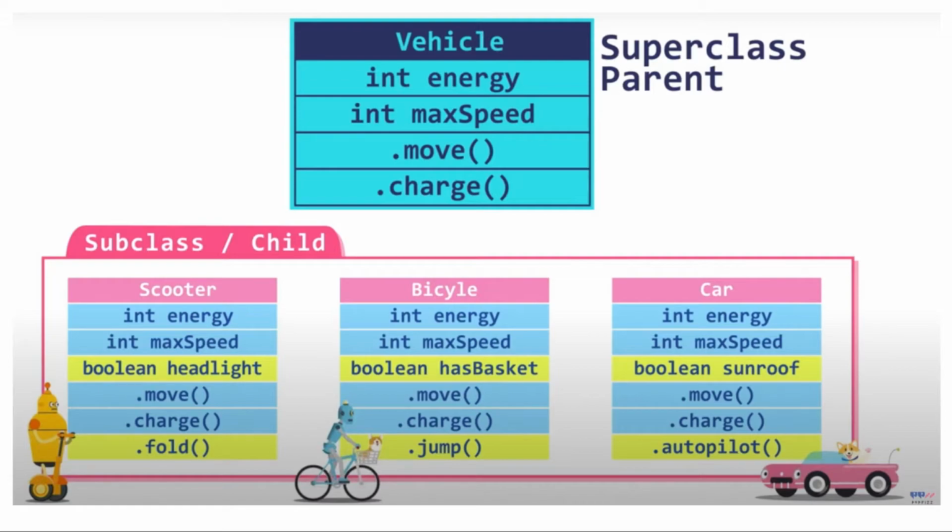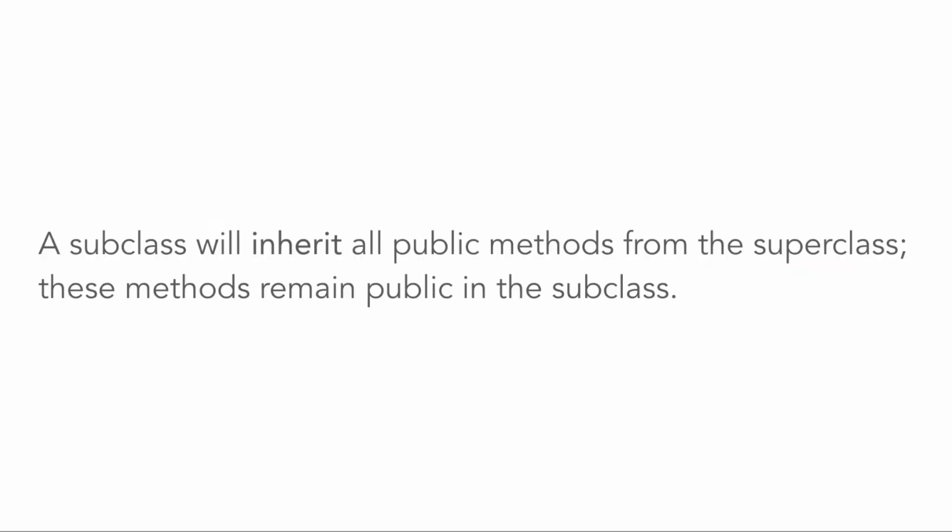What is common across all subclasses and their superclass? How is each subclass unique? What methods in the superclass might be good candidates for method overriding? A subclass will inherit all public methods from the superclass. These methods remain public in the subclass.